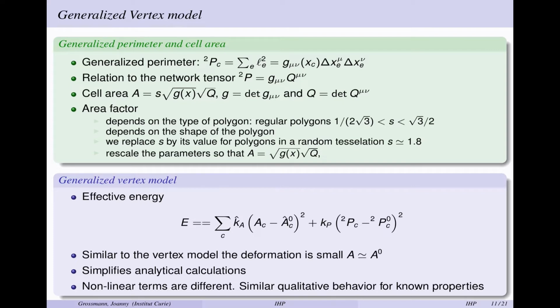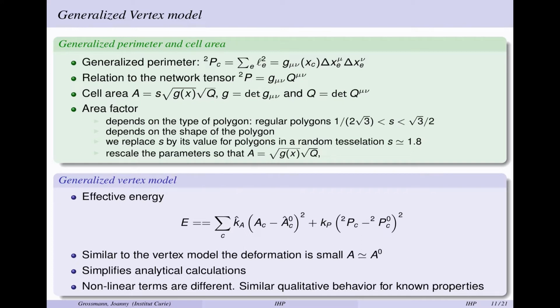It depends on the number of sides of the polygons, except for triangles, where it is always the same, and it depends on how you deform the polygons. However, it doesn't vary very much. So I put the numbers here. Triangles are this number, hexagons are this number. You have cells which have 7 or 8 sides, which have still a higher value. What I will do in the following is I will replace it by some kind of average value.